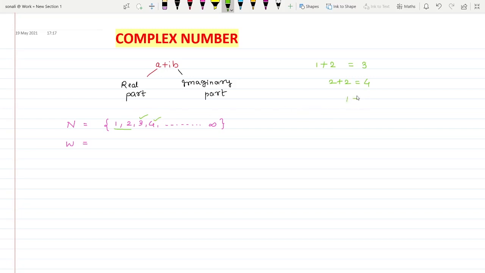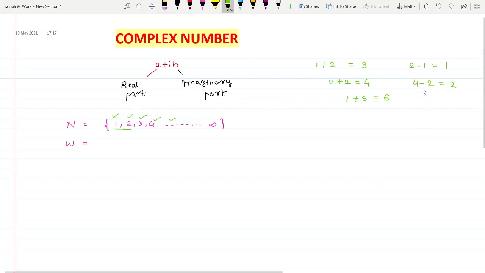If I do 1 plus 5, it is 6. After 4 comes 5, after 5 comes 6, because this is up to infinity, so 6 also belongs to this set, right? So whatever addition you do here, whatever result you get, it also belongs to the set, right? Now let's do subtraction. If I do 2 minus 1, it is 1. It belongs to the set. If I do 4 minus 2, it is 2. That also belongs to the set, right?